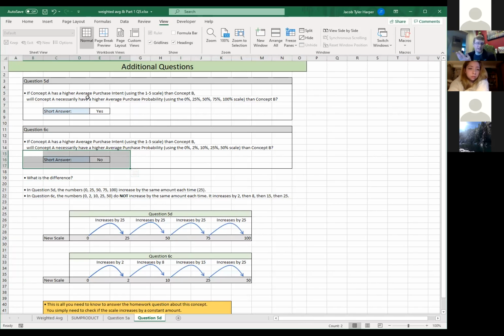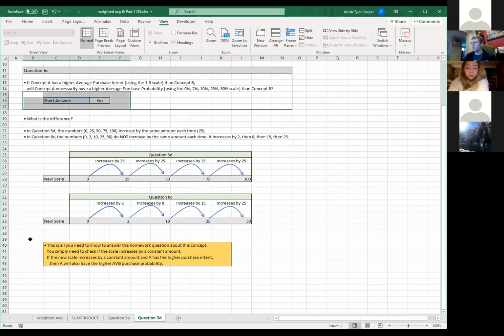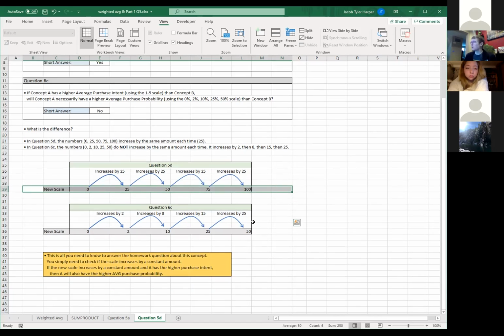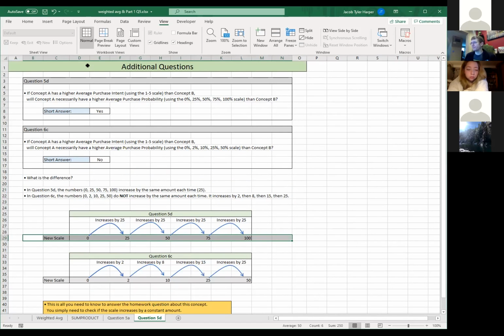So I've already done the workbook questions for you, but when you get to the homework questions about this concept, this is all you need to focus on. Is the new scale nice and consistent, in that the gaps between each value are always the same, or not? So that's what I want to talk about, just because you're not going to come up with that on your own. It's a weird little fact that I wanted to point out.